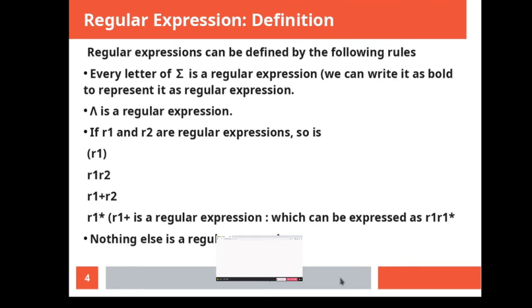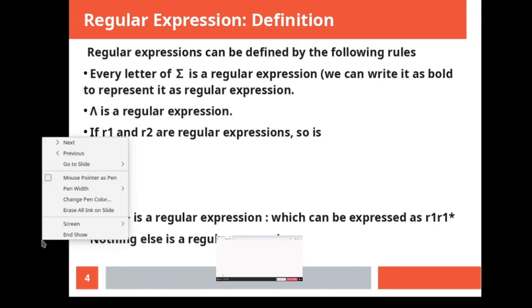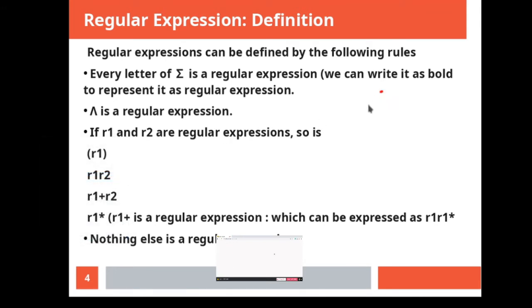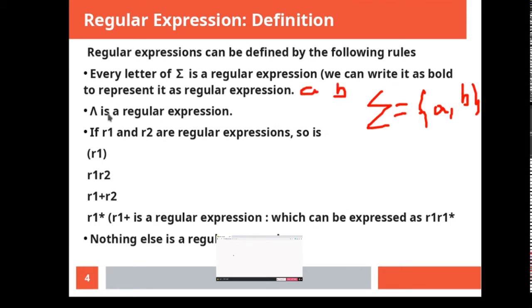So to define regular expression, simply, a regular expression can be defined by these rules. Every letter in sigma is a regular expression. So if I say sigma equals {A, B}, if I write A, so A is a regular expression and B is also a regular expression. So is null. So A is a regular expression, B is a regular expression, and null is a regular expression.